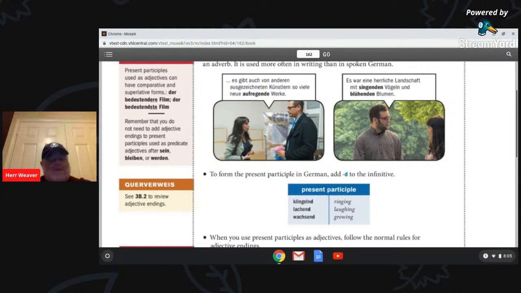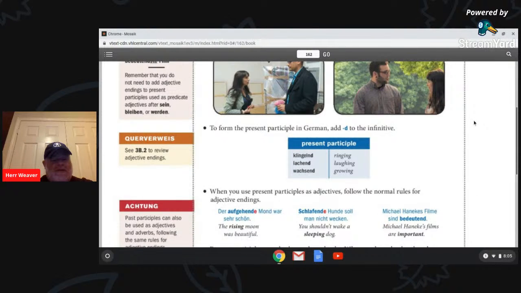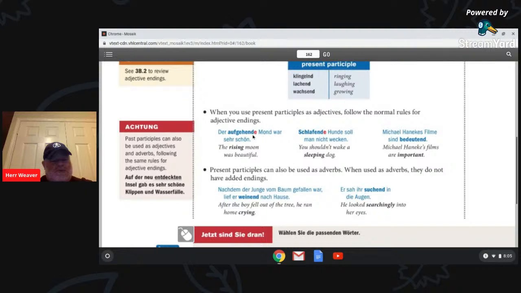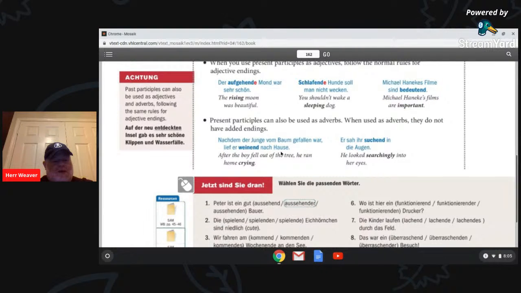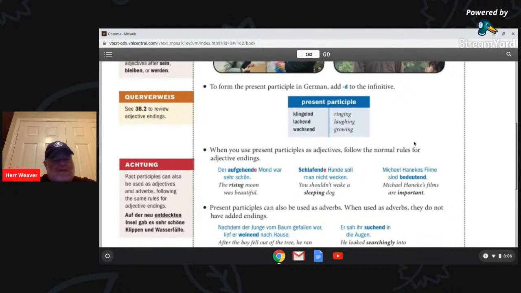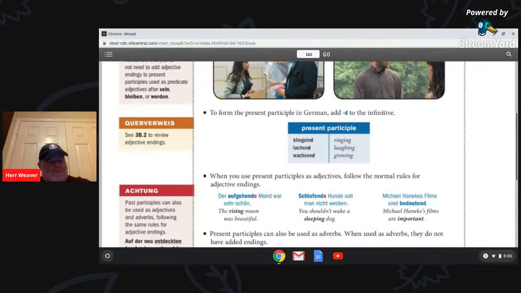That's what I mean when I say participles are used as adjectives, right? The rising moon, sleeping dogs. And they can be used also on their own, just after a linking verb, like Michael Hanke's films are important or are meaningful, bedeutend. Good. They can also be used as adverbs: lief weinend nach Hause. He ran home crying. Sah ihr suchend in die Augen. He looked searchingly into her eyes. So that's just used as an adverb, talking about the way he looked, the way he ran crying. Anyway, this is pretty simple. Just take a verb, add a D to the end, and you've got a participle.